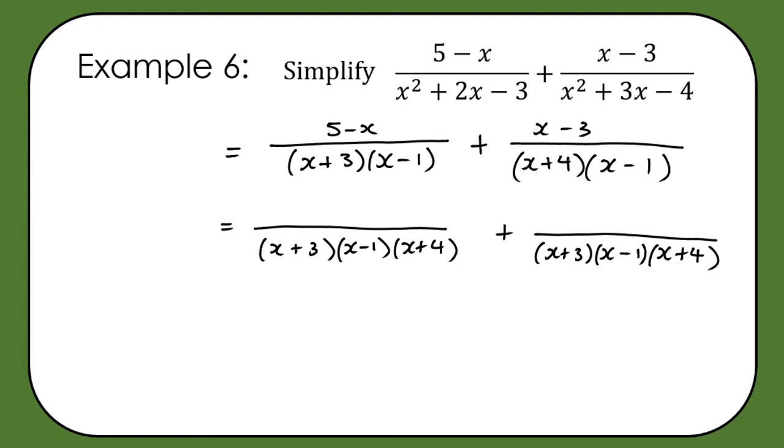So then we want to think about each of those two fractions and what we have done to create that common denominator. So in the first fraction, we've multiplied the denominator by x plus 4, and so we need to do the same to the numerator. In that second fraction, we've multiplied the denominator by x plus 3, and so we need to do the same to the numerator.